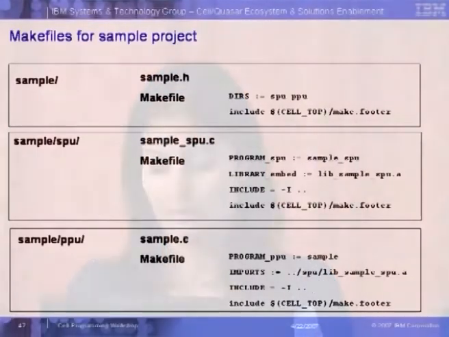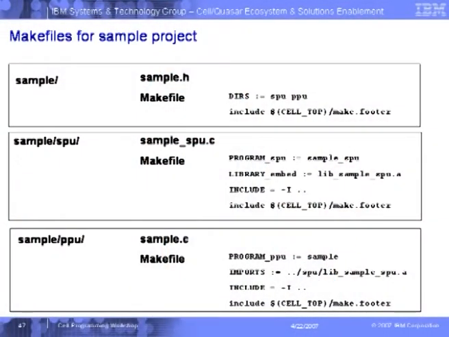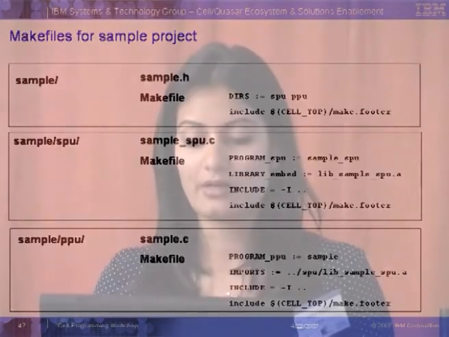And similarly for the PPU. Now if you see in the PPU directory, there is a variable called IMPORTS, which will be linking with the archive file that is there in the SPU directory. So this is how it embeds the sample SPU with the final sample executable that is produced as a result of the compilation. So finally, what's run on the simulator or a cell blade is this sample file, but it's got embedded in it the SPU side of the executable also.